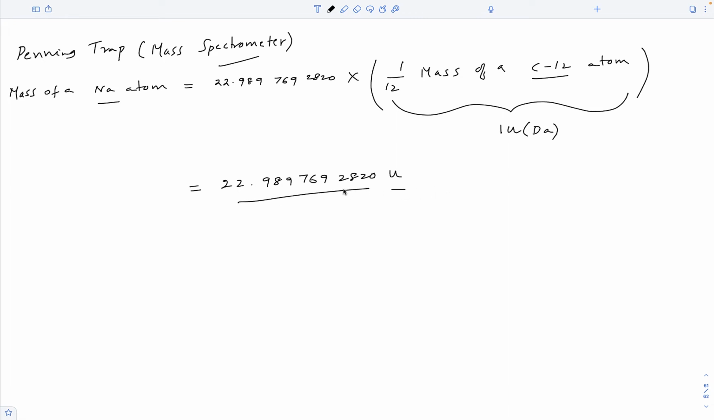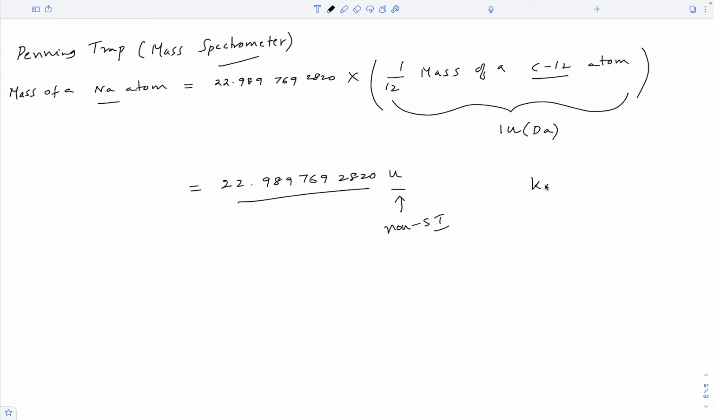Look at this number. The number of significant digits must tell us the kind of accuracy we are talking about. Mass spectrometers are amazing at measuring the masses of atoms in this unit. And if you know the mass of an atom, go use it. There is a small problem here. This U is a non-SI unit of mass.